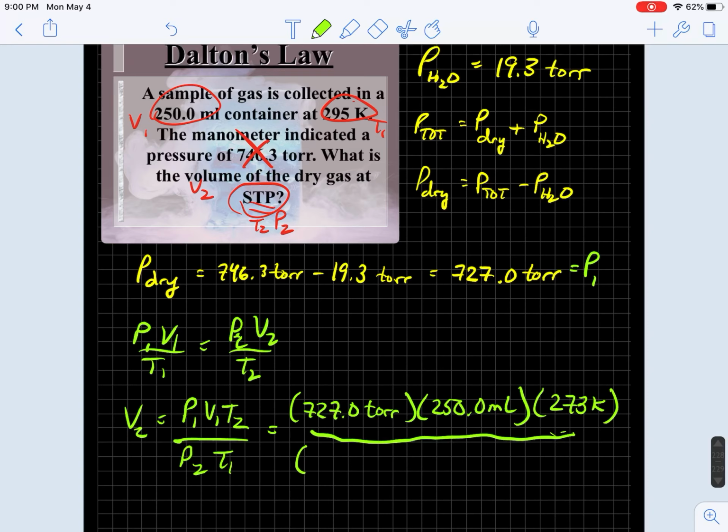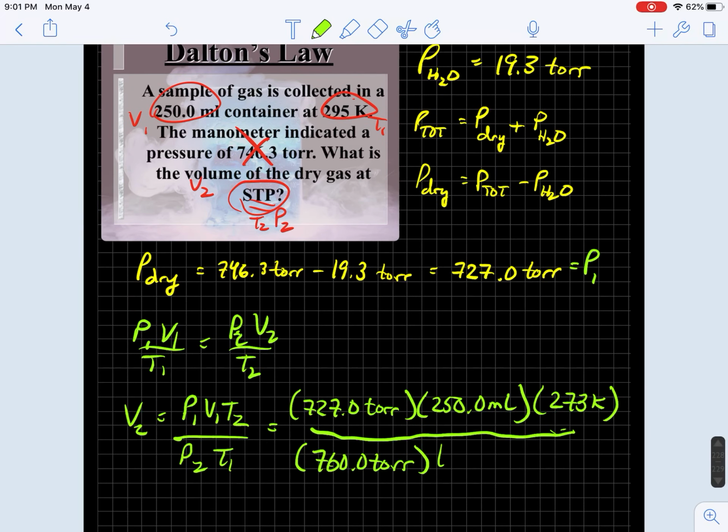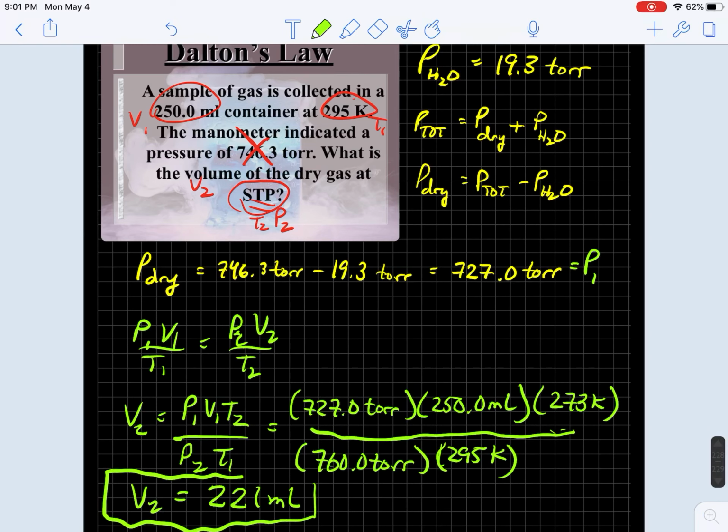All right, so P2 is the new pressure, which is standard pressure, which is 760 torr. And T1 was our original temperature at 295 K. All right, let us solve. 727 times 250 times 273 divided by 760 divided by 295. I get a new volume of 221.31 and so on milliliters. So we're just going to do 3 sig figs: 221 milliliters.